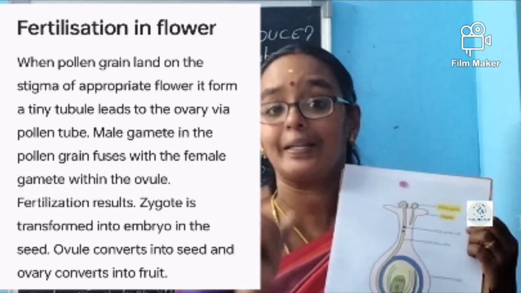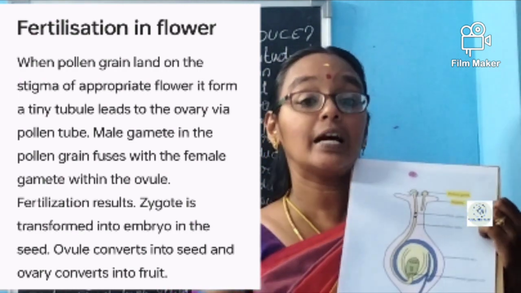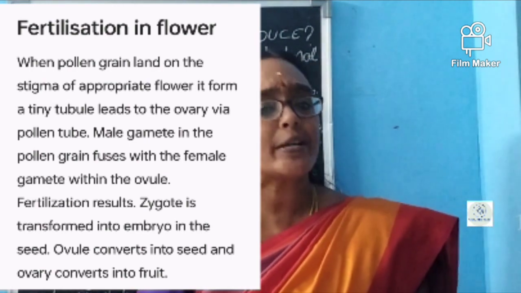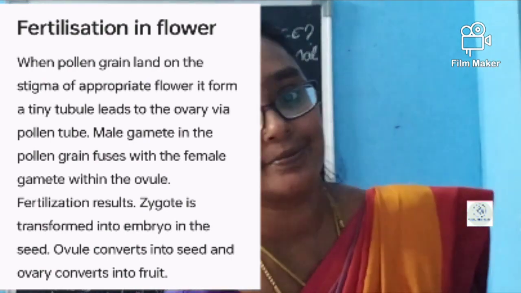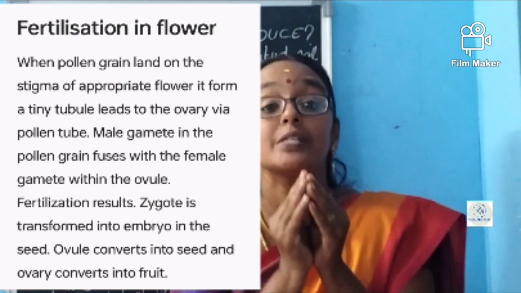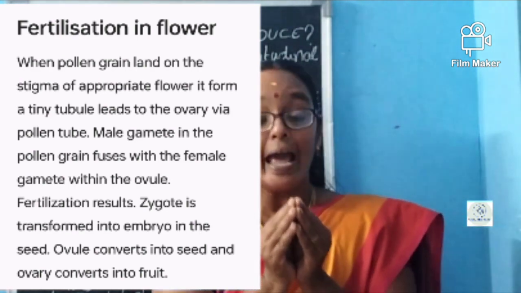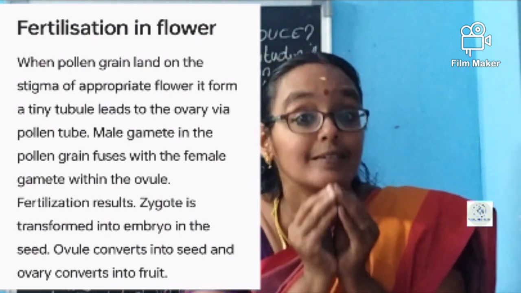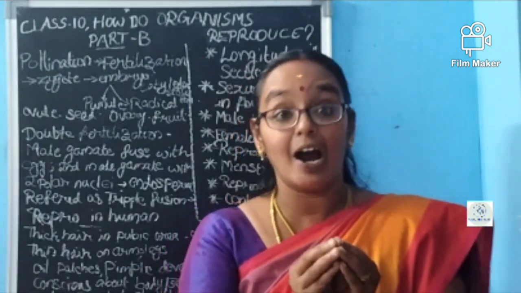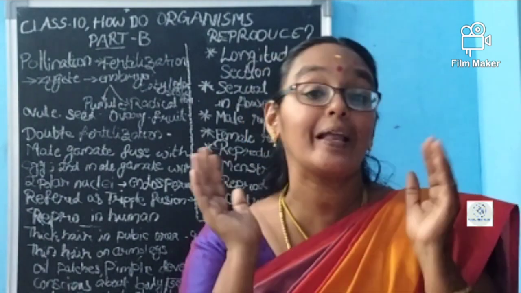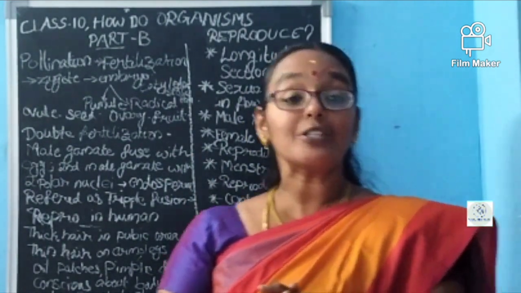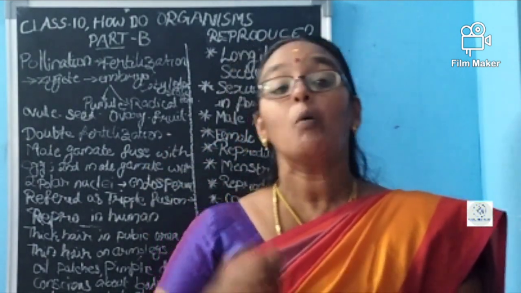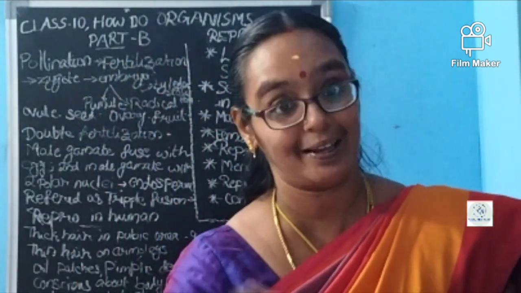So the embryo has now developed. What else has to be done? This embryo has to be protected. Who is protecting it? The ovule. The ovule will be converted into a seed for protecting this embryo, while the ovary will be converted into fruit for protecting this seed. They are protecting the embryo to a large extent, right? Why are they protecting it? Because the embryo will in future convert into a plant.